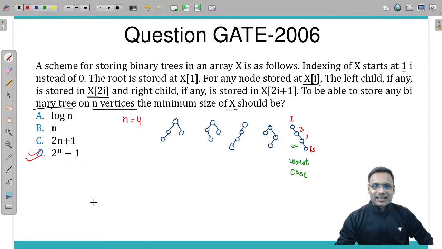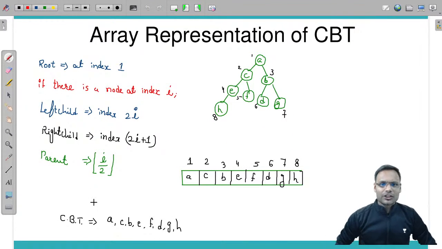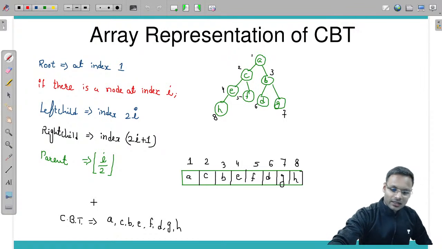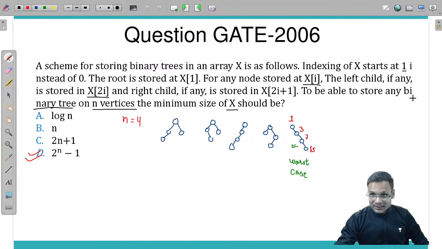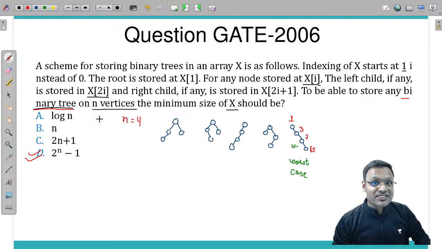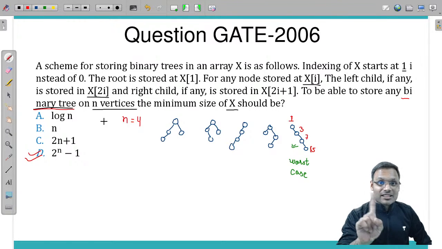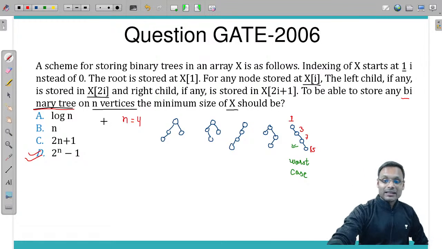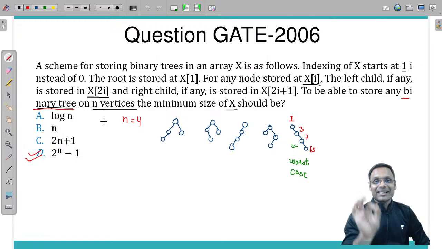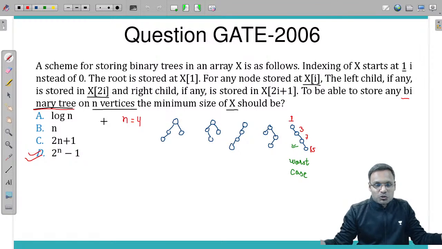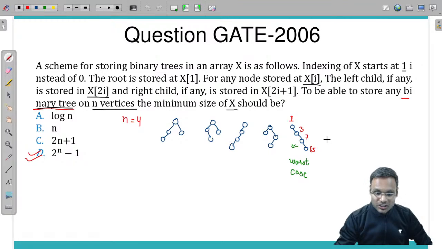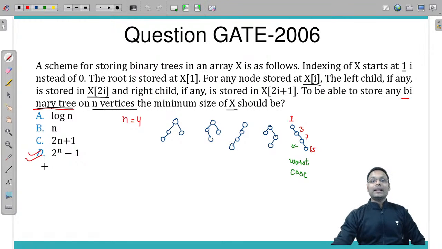Now you will say, sir अभी तो आपने बोला कि array representation of complete binary tree ऐसा होता है. Now read the question. They are asking about binary tree. They are not asking about binary search tree, oh sorry, complete binary tree नहीं पूछा है. They have asked about regular binary tree. So binary tree can be anything. कुछ भी हो सकता है, कोई भी चाइल्ड हो सकता है, राइट? That's why my answer will be D.